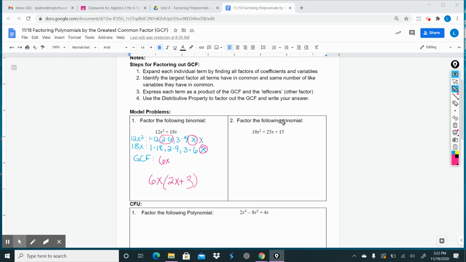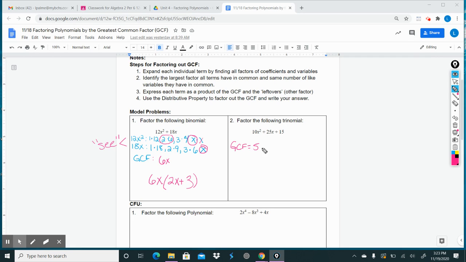Now we're going to factor the following trinomial. Now sometimes we don't have to do this portion, we can just see what the greatest common factor is. If you could see what the greatest common factor is between 10, 25, and 5, you would notice that the GCF is 5. There is no x because the first term and the second term are the only two terms that have an x.